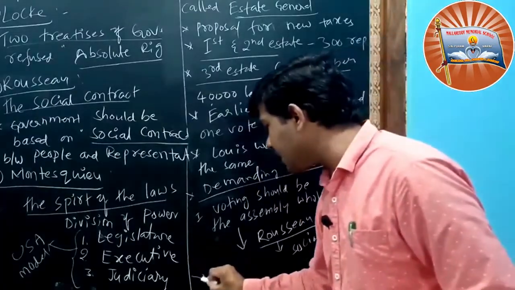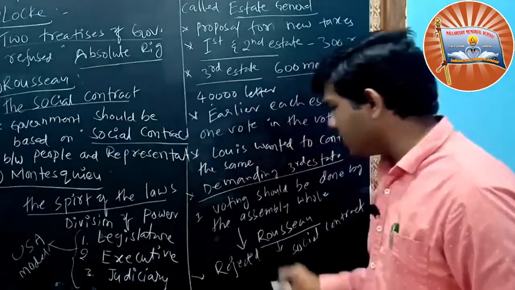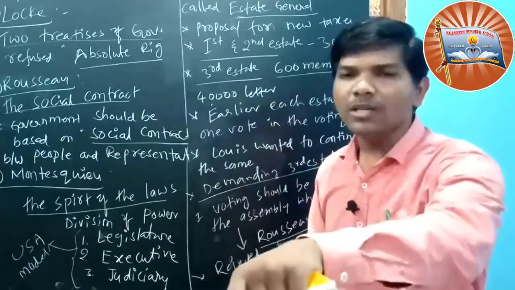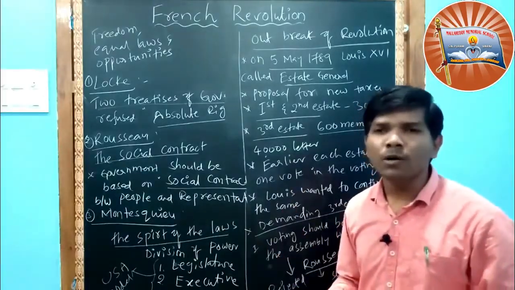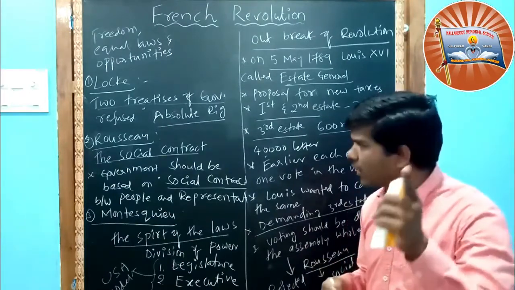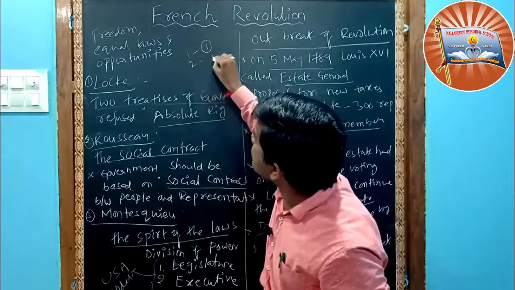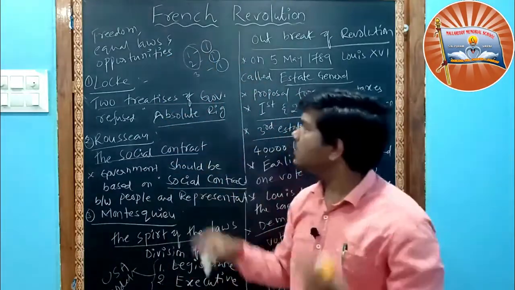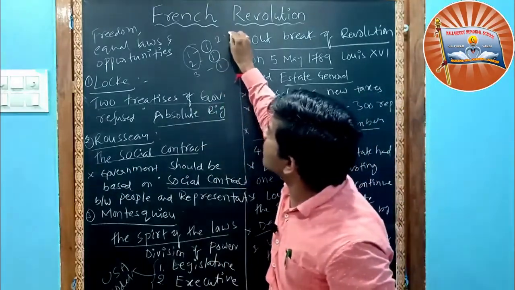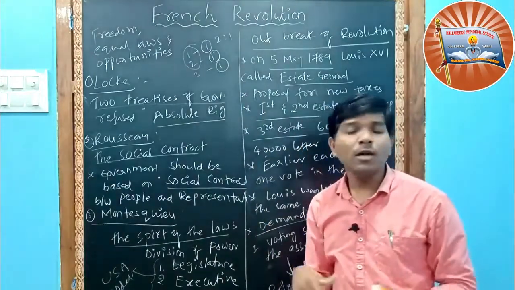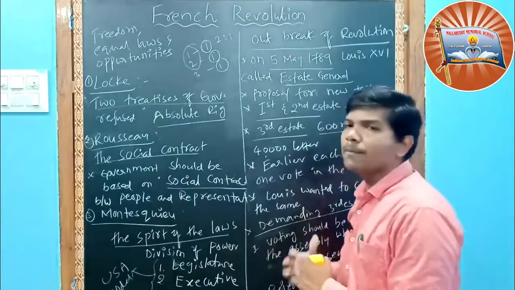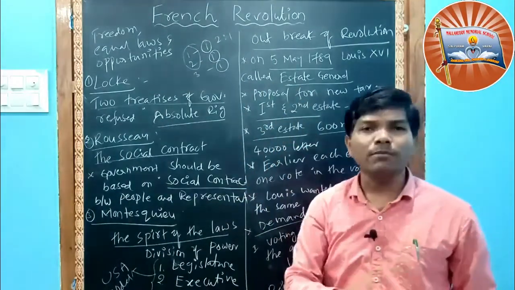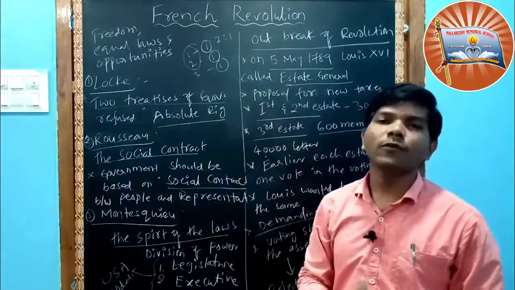But what did the king say? The king rejected it completely. Louis XVI said no, not at all. I am the king, whatever I am telling, you have to listen. Only the old procedure. Earlier, each estate had only one vote, so the first and second estates would win with a 2:1 majority. The third estate people were not accepting this proposal, so they came out from the meeting. I repeat, the third estate people came out from this meeting.